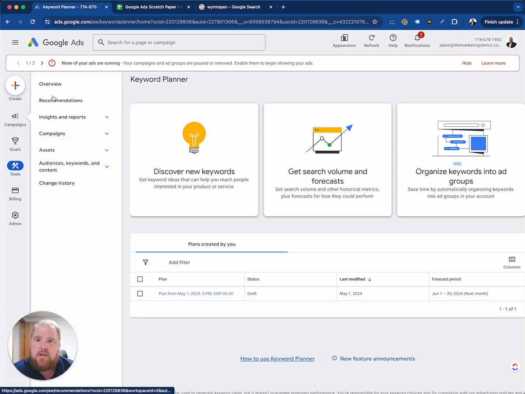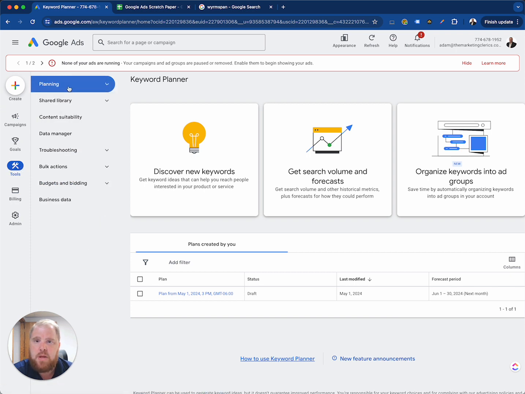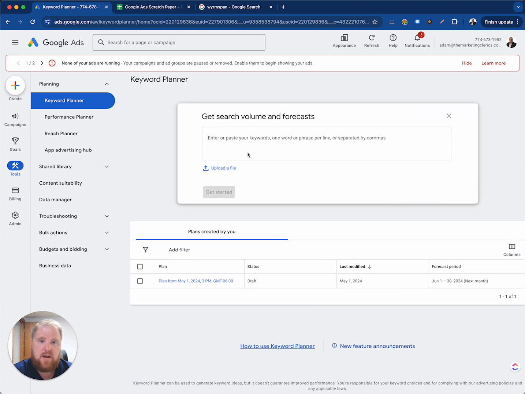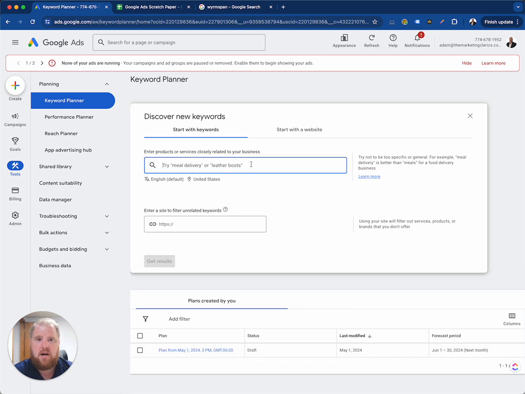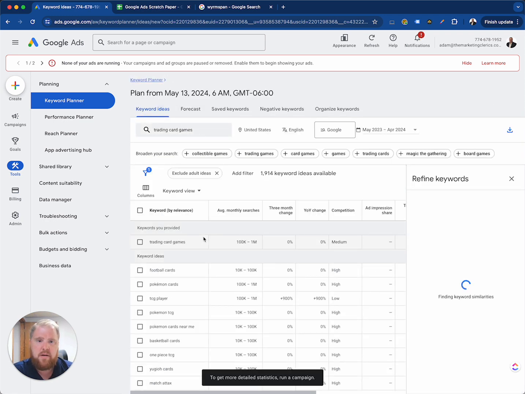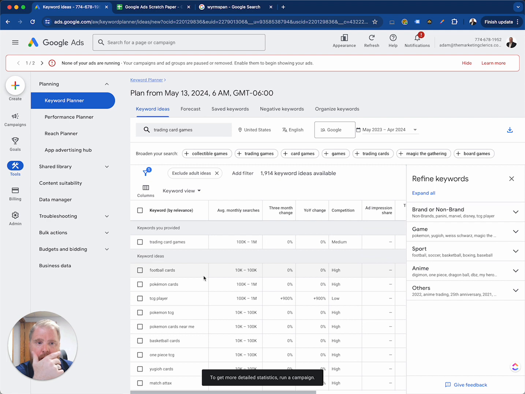Once you get in and you're set up, you'll see campaigns, and on the left you'll see tools, and then under planning you'll go to keyword planner, and that's where we're at here. So we want to get search volume and forecasts for keywords. Let's actually start with discovering the keywords first, and then we can go from there. So if we put in trading card games, we'll see a list of other options.